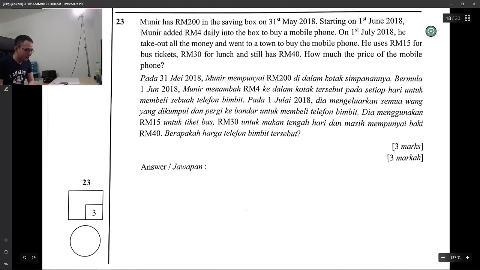So Mooney has 200 in the saving box on the 31st of May. So the next day, which is the 1st of June 2018, Mooney adds 4 ringgit daily into the box to buy a mobile phone. So on the 1st of July, the first day of the next month, he takes out all the money and goes to town to buy his mobile phone. He used 50 ringgit for the bus ticket, 30 ringgit for lunch, and still has 40 ringgit left. So how much is the price of the mobile phone?